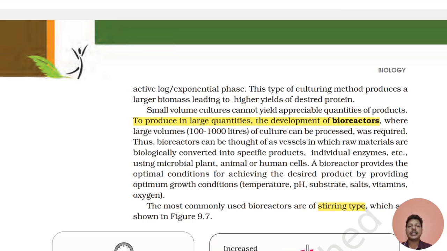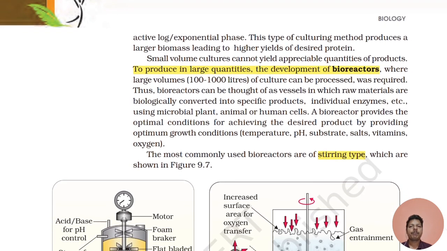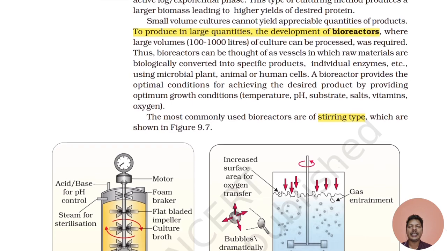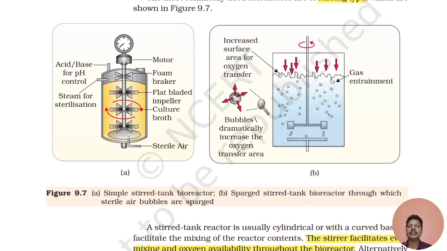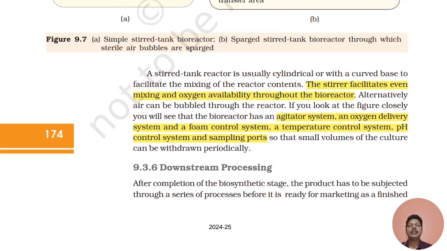Then to produce in large quantities, the development of bioreactors, where large volumes of 100 to 1000 liters of cultures can be processed, was required. Mostly the bioreactors are stirring type. Here you can see a simple stirred tank bioreactor and a sparged stirred tank bioreactor, through which sterile air bubbles are sparged. The stirrer facilitates even mixing and oxygen availability throughout the bioreactor, and the bioreactor has an agitator system, an oxygen delivery system, a foam control system, a temperature control system, a pH control system, and a sampling port.